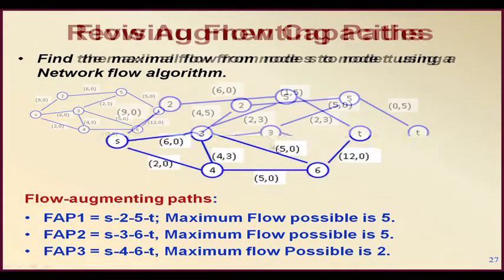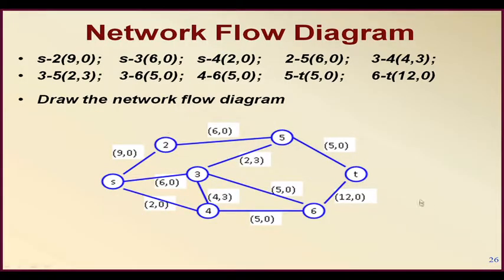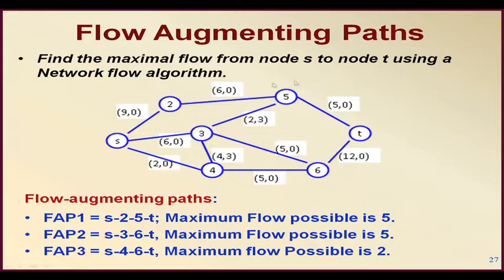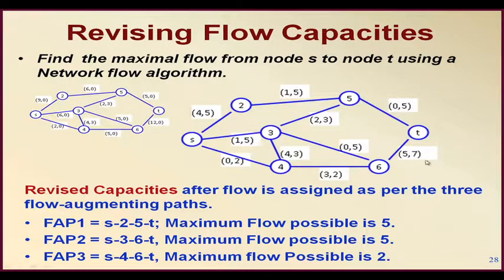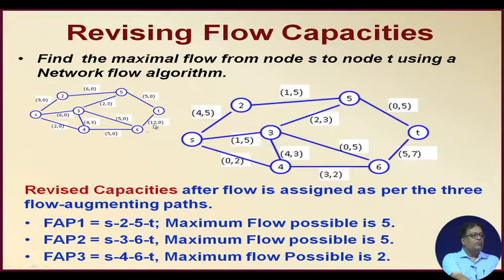Look here, we started with this network flow diagram. We identify the flow augmenting paths and find how much flow is possible. Then we assign those flows. As we assign, we revise the flow capacities, say from 9 0 it is 4 5, from 12 0 it is 5 7, etc. As we assign the flows, the flow capacities are now revised.